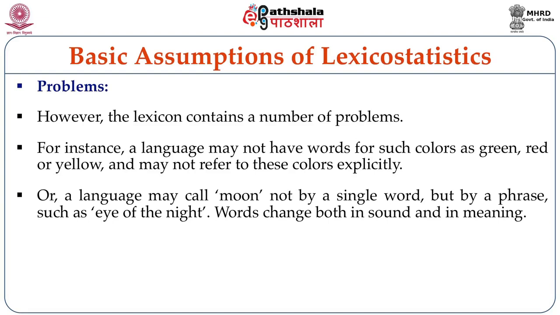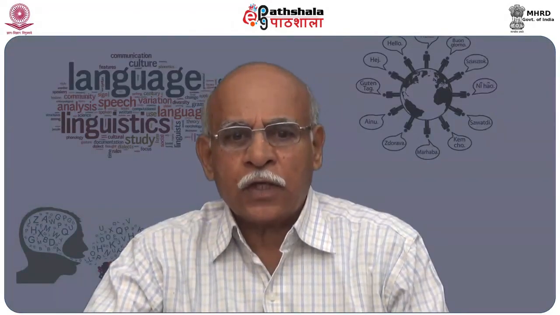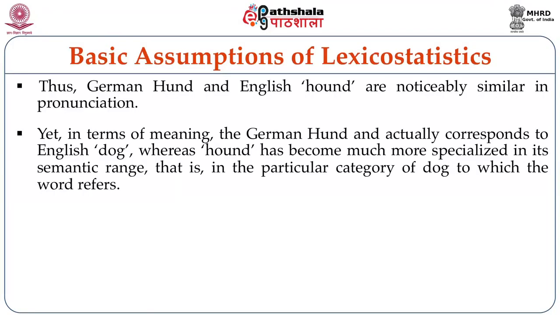In spite of that, because there is nothing else in linguistics or historical linguistics which is comparable to that, this method has been accepted. Thus, German Hund and English hound are noticeably similar in pronunciation, yet in terms of meaning, the German Hund actually corresponds to English dog, whereas hound has become much more specialized in its semantic range, that is, in the particular category of dog to which the word refers.